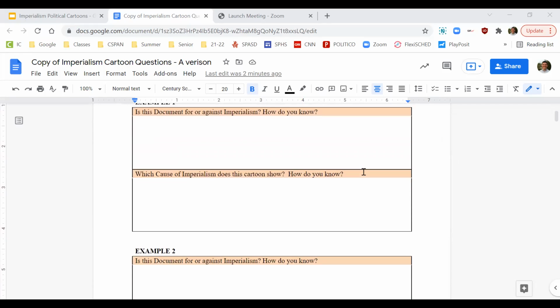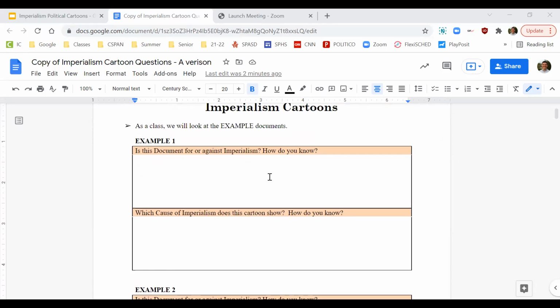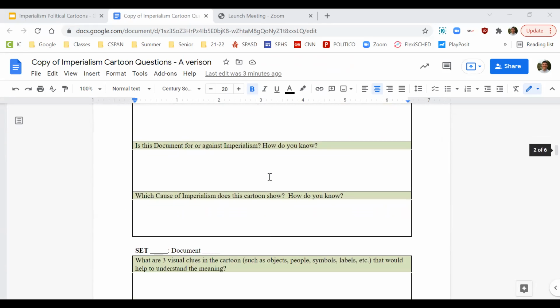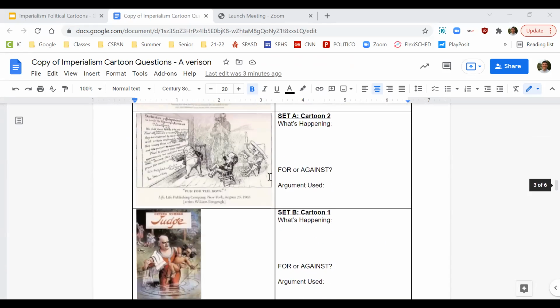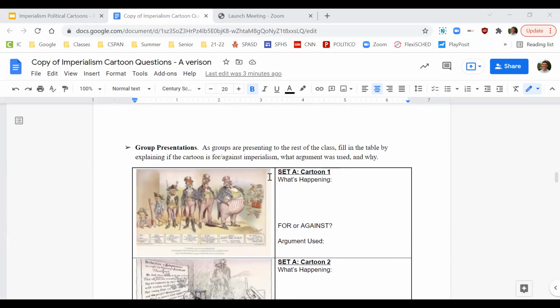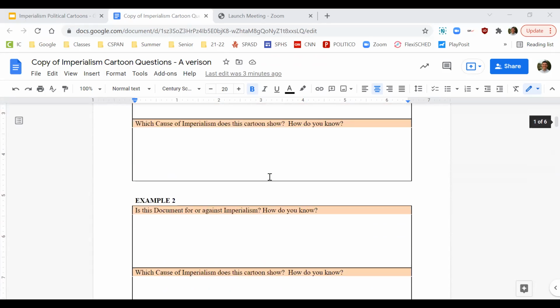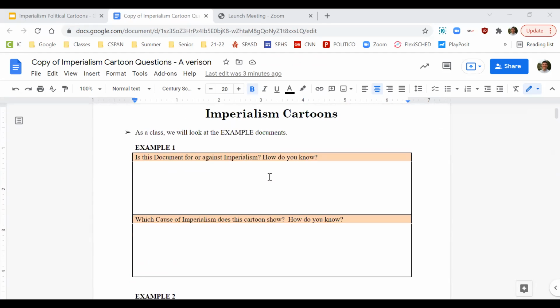It's got some orange boxes on the first page, green boxes in the next, and a bunch of pictures of small political cartoons in the following pages. Now, you should be working in small groups, and that's going to help you later on in this activity. For the beginning, we have these boxes asking us questions about example number 1.